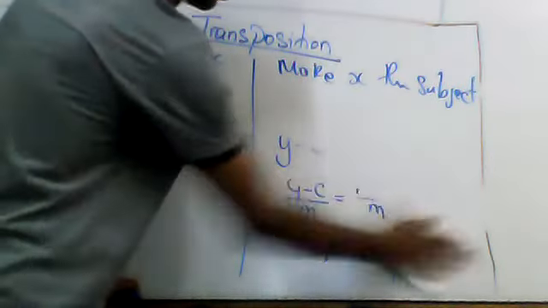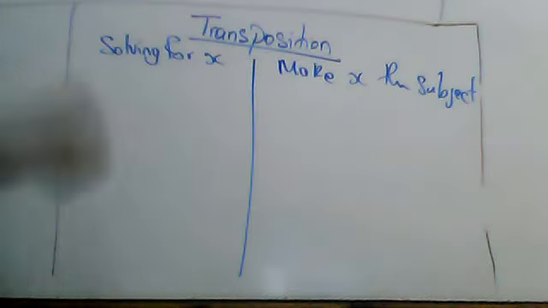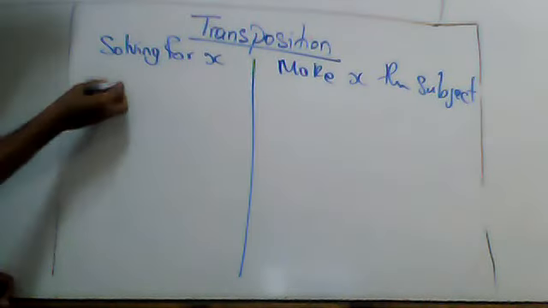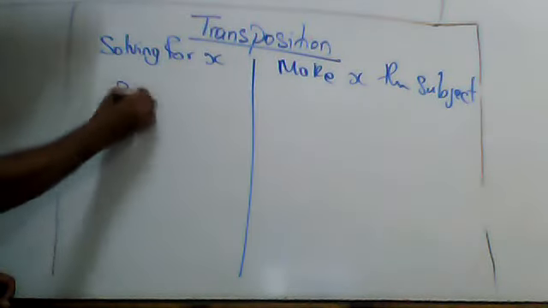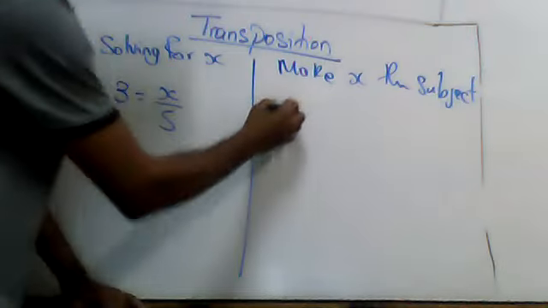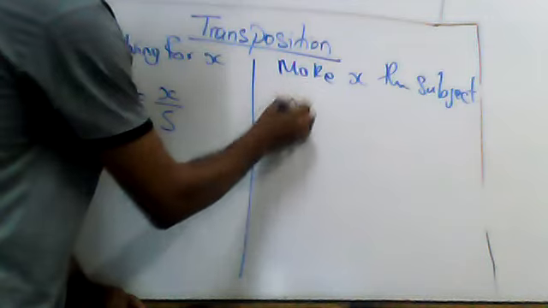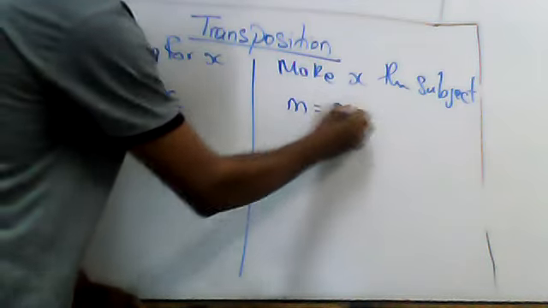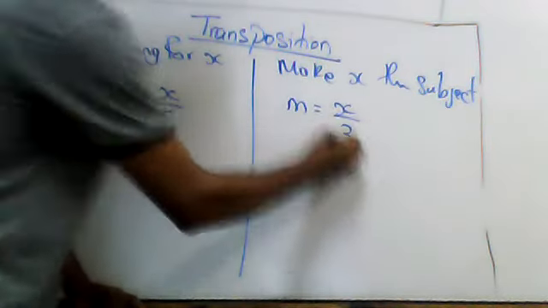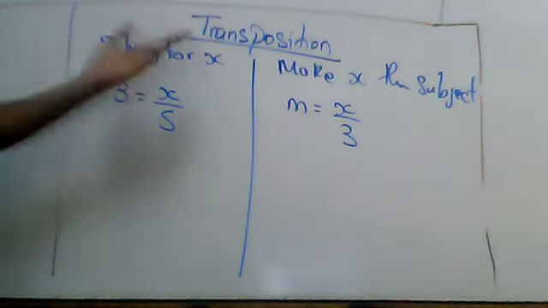Let's say we had, it's getting a little bit more complicated as we go along. So let's say we had something like this. Let's say we had 3 is equal to x over 5, and we have m is equal to x over 3, for example. We can have some transposition questions mixed up with both variables and numbers.